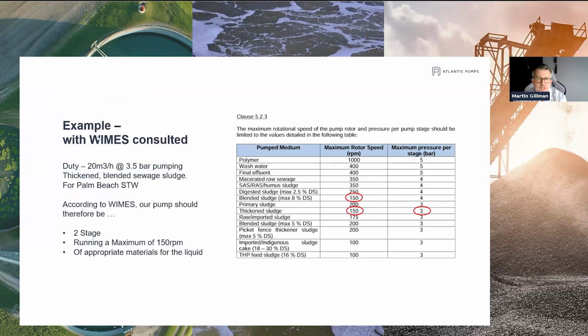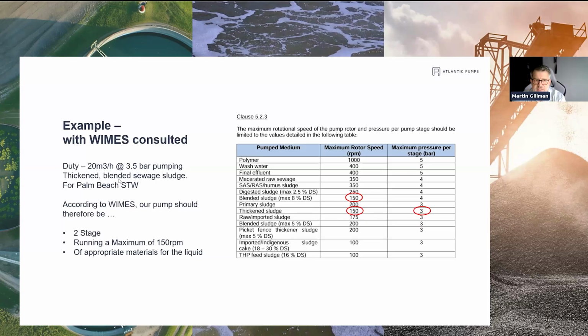So if we take our example, and now you're going to start to think, did I get the answer right? Our 20 meters cubed at 3.5 bar pumping thickened sludge at Palm Beach. According to that specification we've just addressed, number one, it should be two-stage. Why? Because we're at 3.5 bar, and this says 3 bar per pressure stage. So we're over that, which tells us that we need to go up.